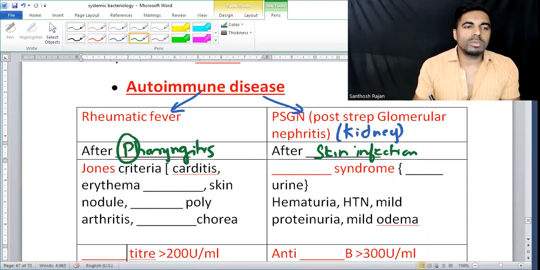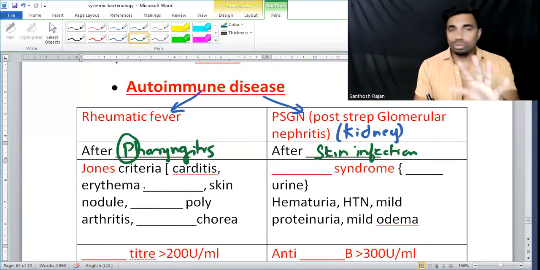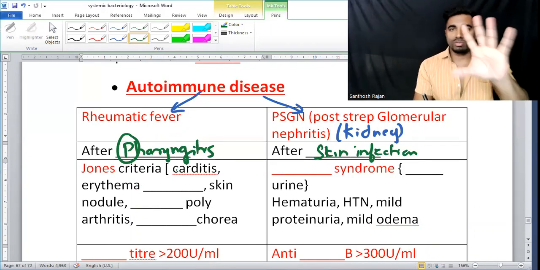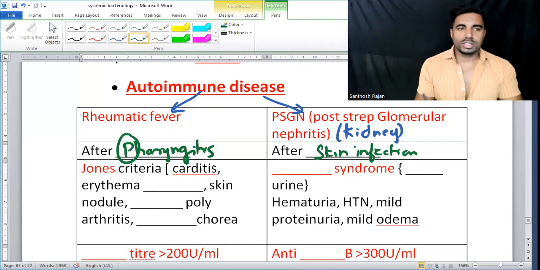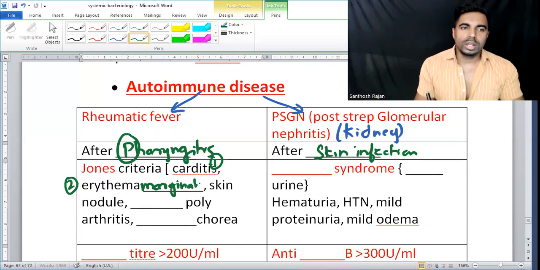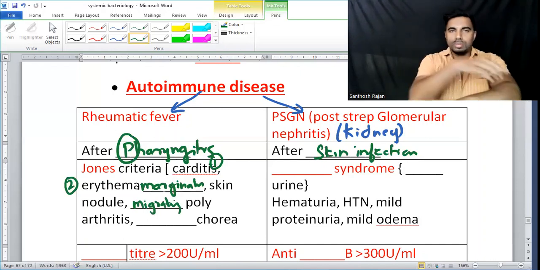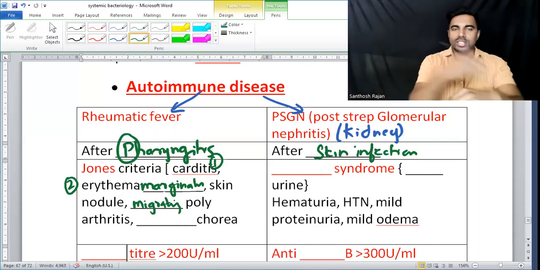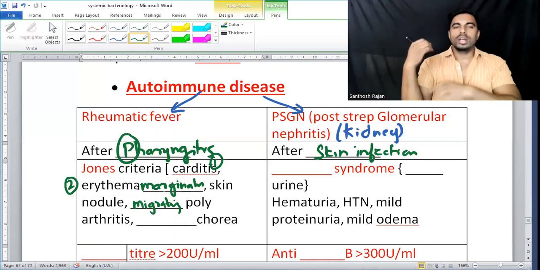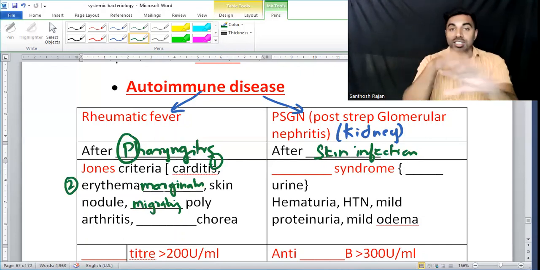In rheumatic fever we use the Jones criteria. Jones criteria is nothing but the things you must know by heart. Five criteria you have. Number one is carditis. Number two is erythema marginatum. And then we have skin nodule. And the third one is migrating polyarthritis. It means joint pain in the big joints, and it spreads: from one to another, from shoulder to wrist to ankle to knee. Like this it spreads. Okay.